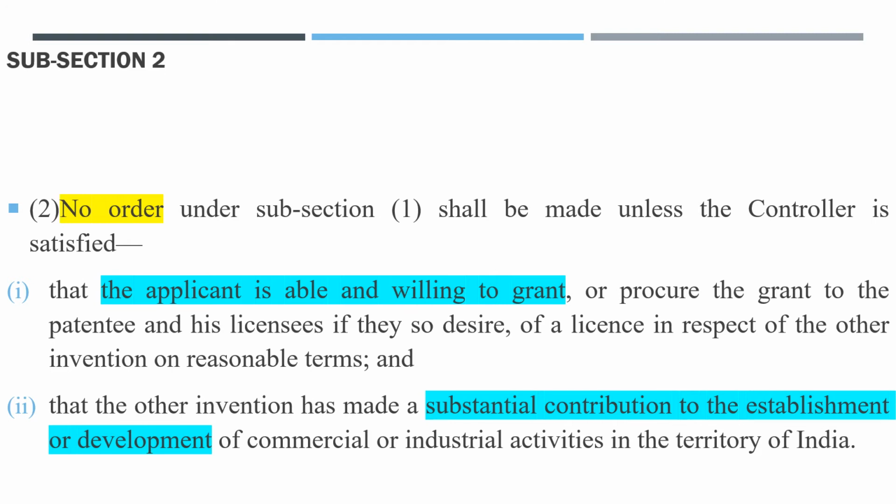Order is made only when the controller is satisfied that, point number 1, the applicant is able to grant to the patentee and his licensees, if they so desire, a license with respect to other inventions on reasonable terms. And the operator is and. Point number 2, the other invention has made a contribution to the establishment or development of commercial activities in Indian territory. That's all, friends. This is the simplest meaning of this subsection.